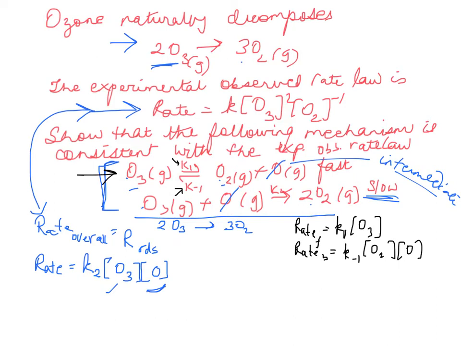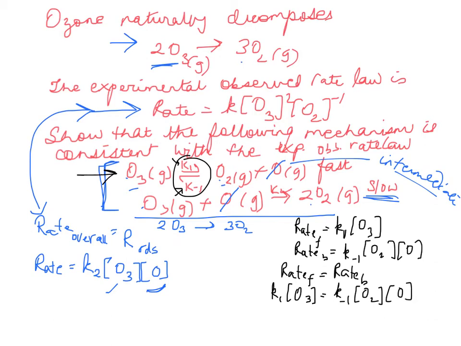times oxygen. So since it's an equilibrium reaction, we can say that rate of forward is going to be equal to rate of backward, and so one could say K1 times ozone is equal to K inverse times O2 times O. So you can simply say dividing both sides by K inverse and O2, and that will give you K1 times O3 divided by K inverse times O2, and that number will come out to be the concentration of nascent oxygen.